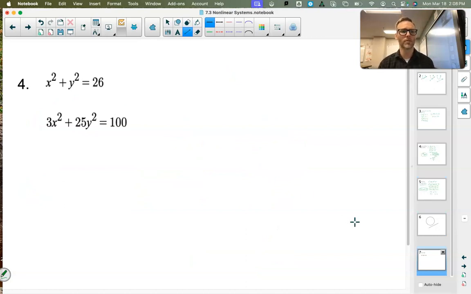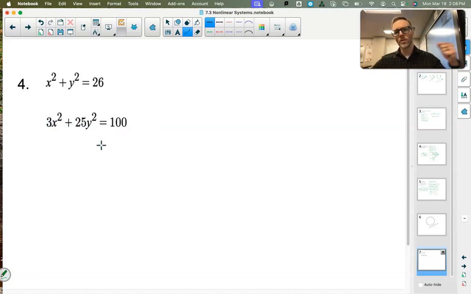All right, number 4 on our final example here. We have x squared plus y squared equals 26. That would be the equation of a circle again with radius the square root of 26. But look at the second equation: 3x squared plus 25y squared equals 100. Now if that 3 wasn't there and that 25 wasn't there, it'd be x squared plus y squared equals 100. That would be the equation of a circle. But what is this 3 going to do there, and what is that 25 going to do there?